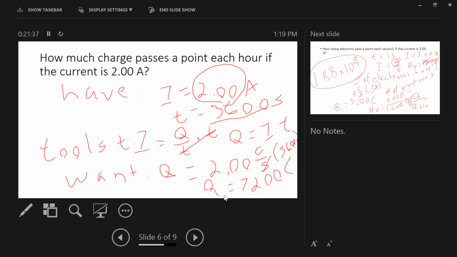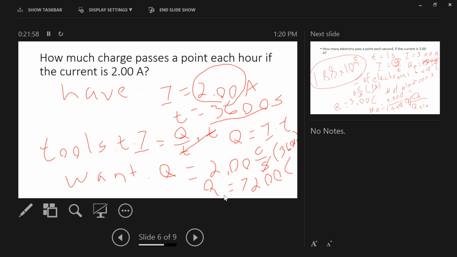All right, so for this one, we go through and we do the same thing. What are we given? What does this problem give us? Well, it gives us the current, which is I, and it tells us that our current is equal to 2.00 amps. You agree with that so far? We're on the same page?